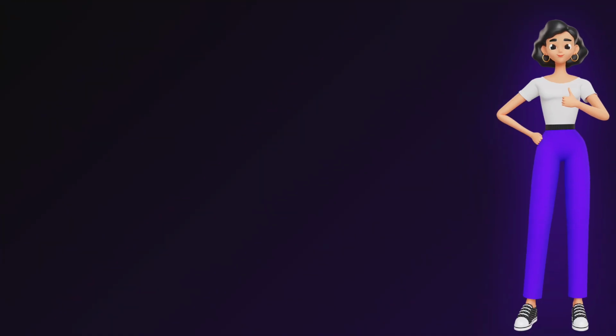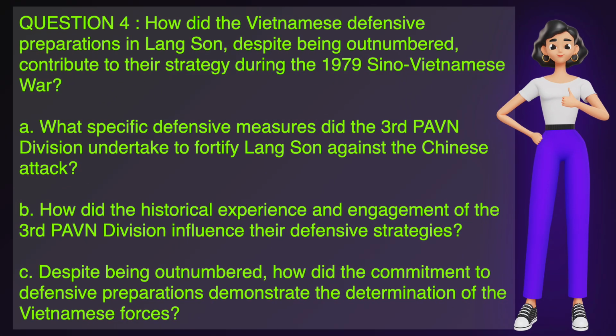Question number 4, which states: how did the Vietnamese defensive preparation in Lang Son, despite being outnumbered, contribute to their strategy during the 1979 Sino-Vietnamese War? Under this, the subparts are: Part A, what specific defensive measures did the 3rd PAVN Division undertake to fortify Lang Son against the Chinese attack?